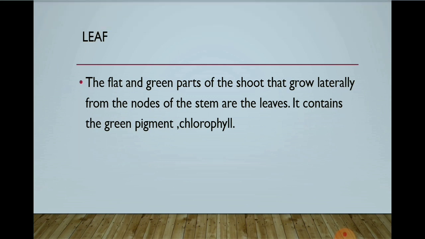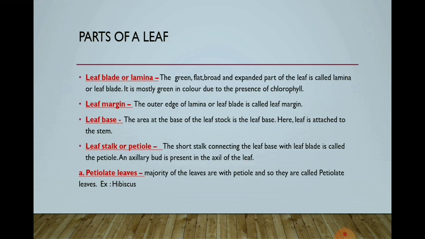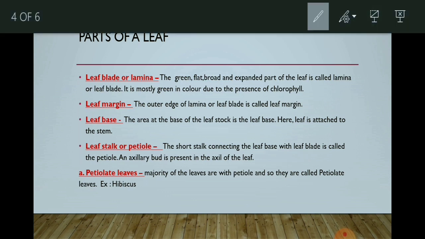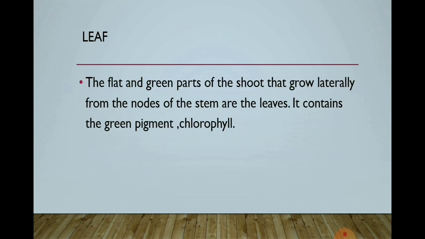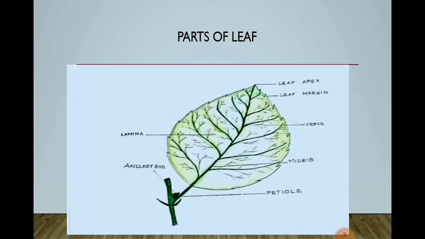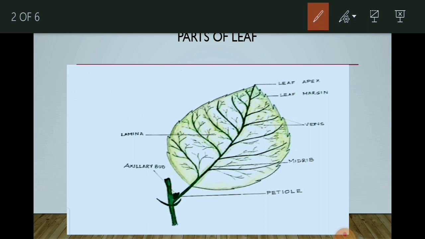So the first part is the leaf blade or the lamina. So what is the leaf blade or lamina? Just see, the green, flat, broad and expanded part of the leaf is called the lamina or the leaf blade. It is mostly green in color due to the presence of chlorophyll. So let us come back to the diagram in order to explain it to you. Which portion is the leaf blade or the lamina?